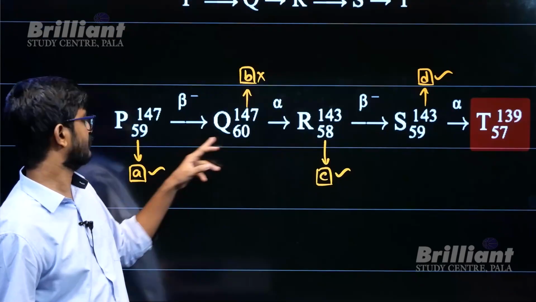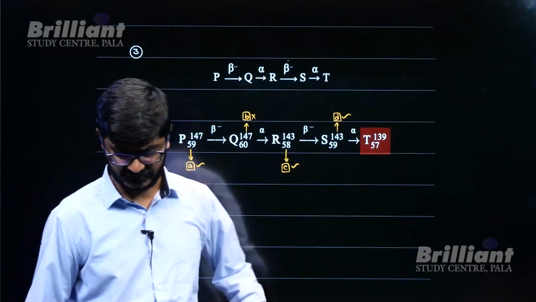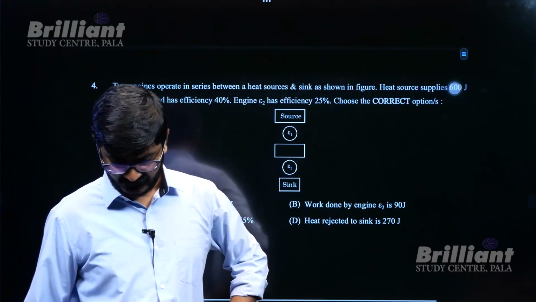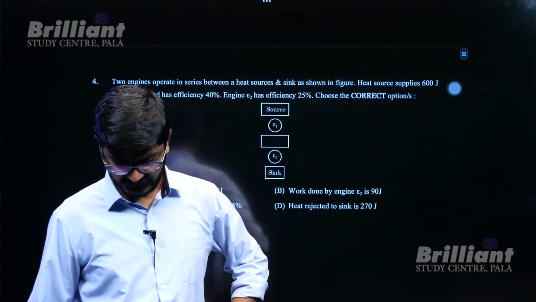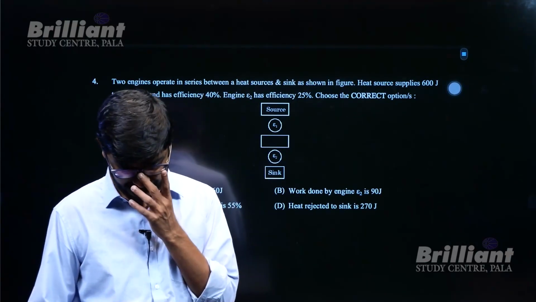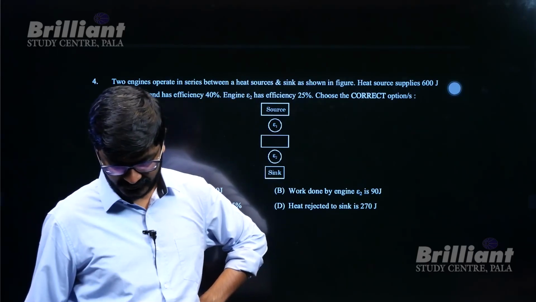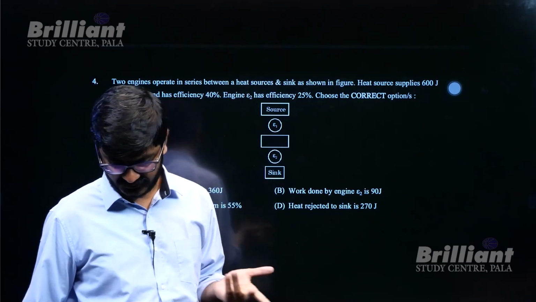Beta, there is a difference of 1. So from there you can get all the answers. Fine. Two engines operate in series between heat source and sink as shown in the figure. The heat source supplies 600 joules to engine 1 with efficiency 40%, and engine 2 has efficiency 25%. Fine. So 600 joules, 40%, 25%.